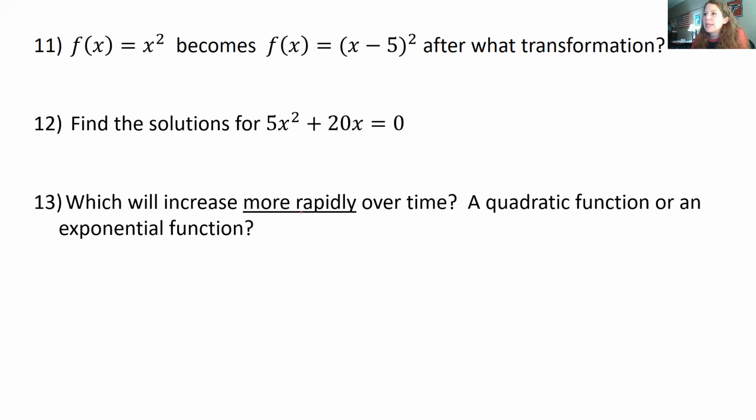And number 13, which will increase more rapidly over time? A quadratic, which is basically x squared, or an exponential function. So that's when the exponent is our variable. So the answer is exponential function. Well, over time, even though at first the initial values of the quadratic could be greater than the exponential values, after just a short amount of time, the exponential function will always increase more rapidly than a quadratic function. So you just need to remember that statement. It will help you on your test.